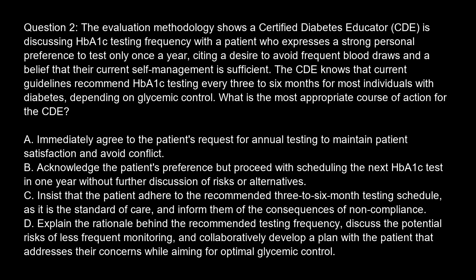Option A. Immediately agree to the patient's request for annual testing to maintain patient satisfaction and avoid conflict. Option B. Acknowledge the patient's preference but proceed with scheduling the next HbA1c test in 1 year without further discussion of risks or alternatives. Option C. Insist that the patient adhere to the recommended 3 to 6 month testing schedule, as it is the standard of care, and inform them of the consequences of noncompliance.